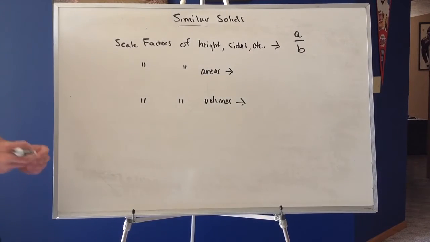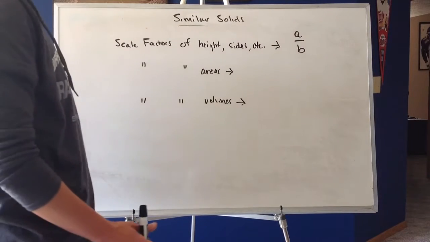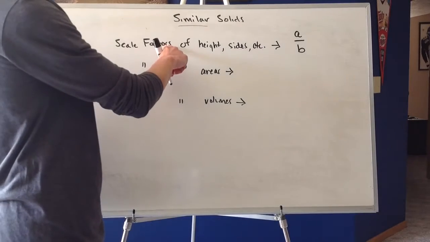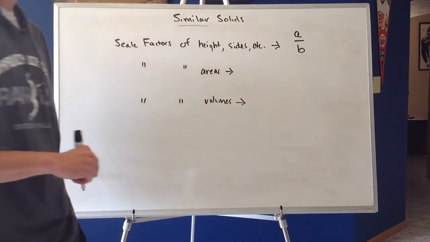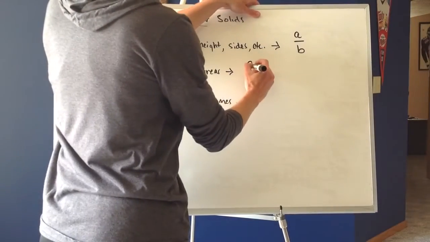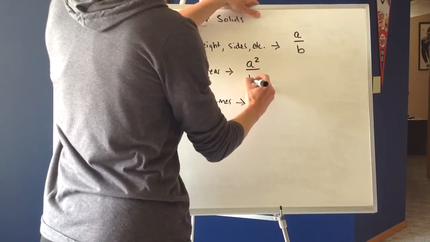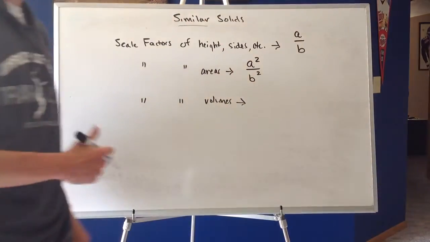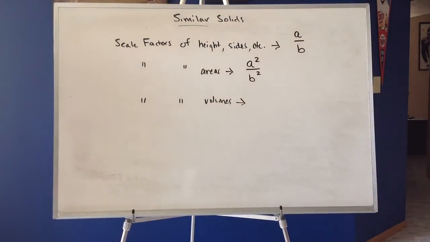Dealing with areas now, it starts to change things a little bit because areas are 2 dimensions. And if you think about the label we would put on areas, it would be like inches squared, centimeters squared, feet squared. So what that means is if I'm working with a scale factor up here and I want to change it to a scale factor for areas, I have to square each part. So I would square the top and the bottom, and that would become my new scale factor for my areas.